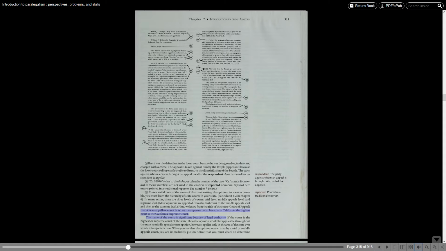The name of the court is significant because of legal authority. If the court is the highest or Supreme Court of the state, then the opinion would be applicable throughout the state. A middle appeals court opinion, however, appears only in the area of the state over which it has jurisdiction. When you see that the opinion was written by a trial or middle appeals court, you are immediately put on notice that you must check to determine respondent, the party against whom an appeal is brought. Also called the appellee, reported: printed in a traditional reporter.